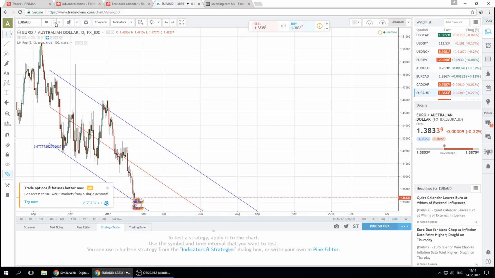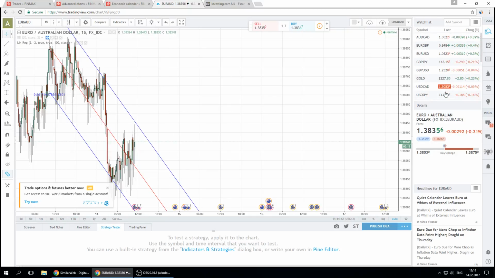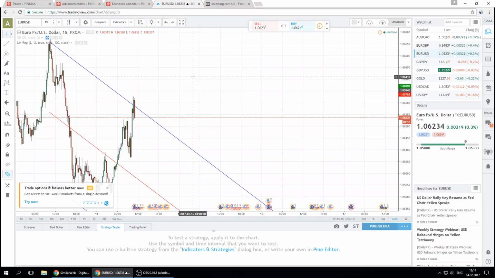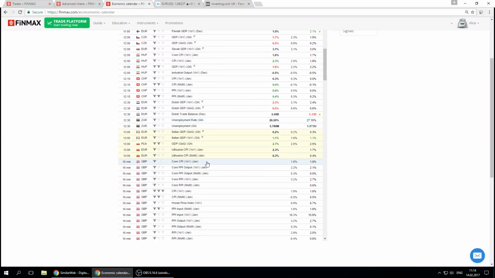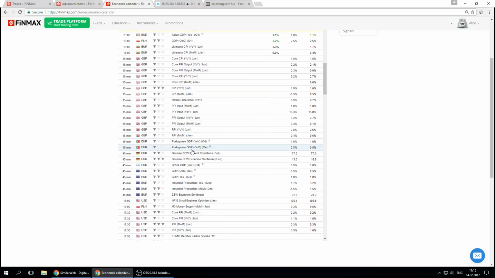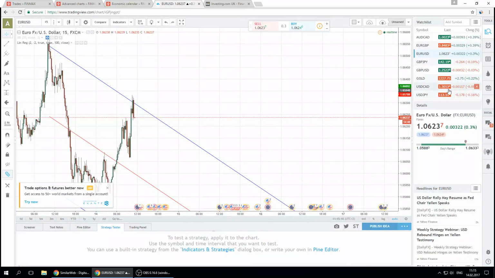Okay, let's switch to a bit shorter time frames. Choose something more classic, Euro USD. Well, as far as I recall, we have some economic news right now on Euro. Here they are, and soon there will be news on the British pound. So let's choose something that won't be influenced by the events on the market.